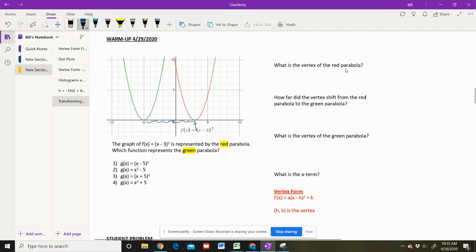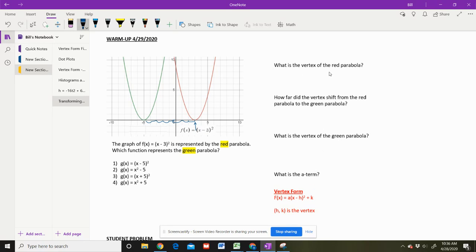First one is, what is the vertex of the red parabola? So here's our vertex form, right? F of x is equal to a times x minus h squared plus k. H and k is what we have represented as the vertex. If I have a positive h, I will have a subtraction symbol in here. If I have a negative h, or a negative x coordinate, this will be a plus sign. All right, and we'll go over that when we solve this problem. And we covered that in the last video as well.